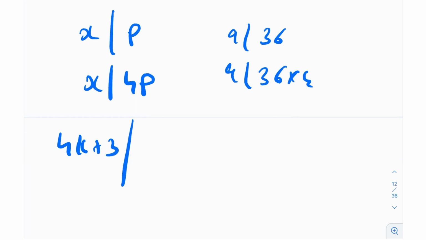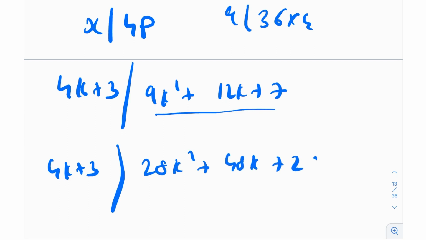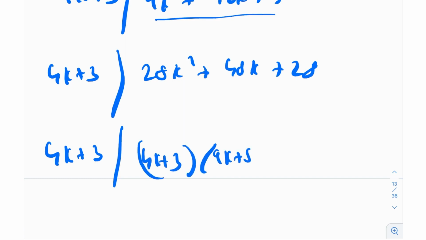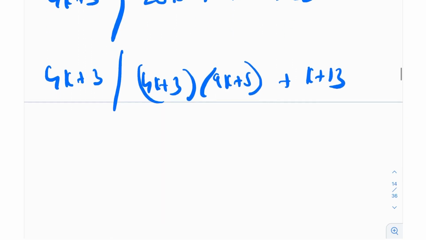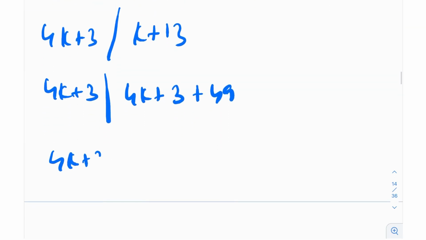So essentially, 4k plus 3 divides 9k squared plus 12k plus 7. Now if I multiply this entire thing by 4, 4k plus 3 will still divide that: 36k squared plus 48k plus 28. Why I did that was so that now I can write this as 4k plus 3 times 9k plus 5, plus k plus 13. So essentially now 4k plus 3 divides k plus 13, and again, the same strategy, multiply by 4: I'll get 4k plus 3 plus 49, that is 4k plus 52, I just split it like this. So essentially 4k plus 3 divides 49.